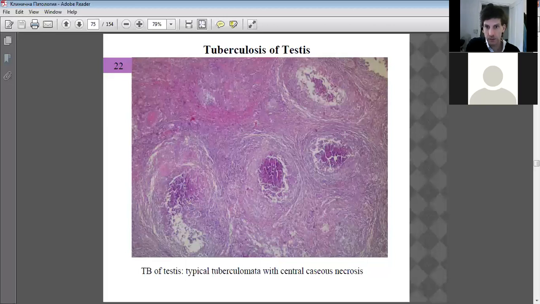Notice how the testis tries to localize them with fiber. So the testis becomes all lobular or nodular, if you like. Lobular nodule testis. Tuberculomata is sometimes the phrase used for the lobules or the nodules that form within the testis.